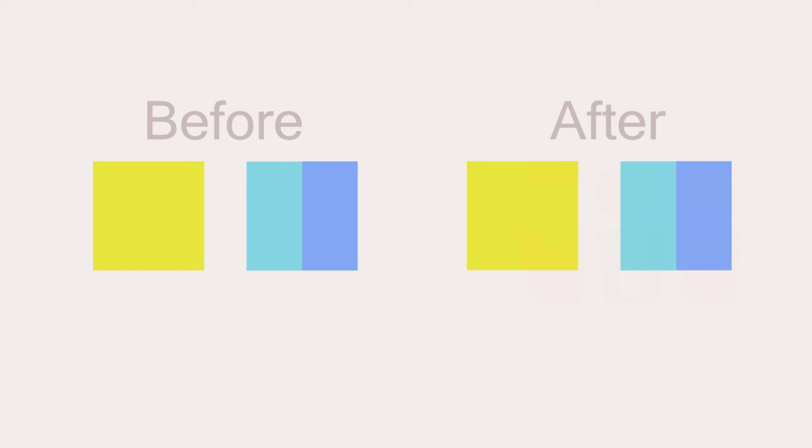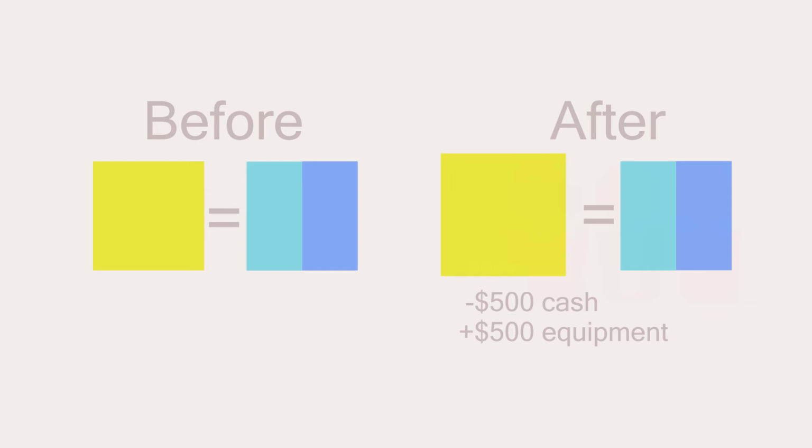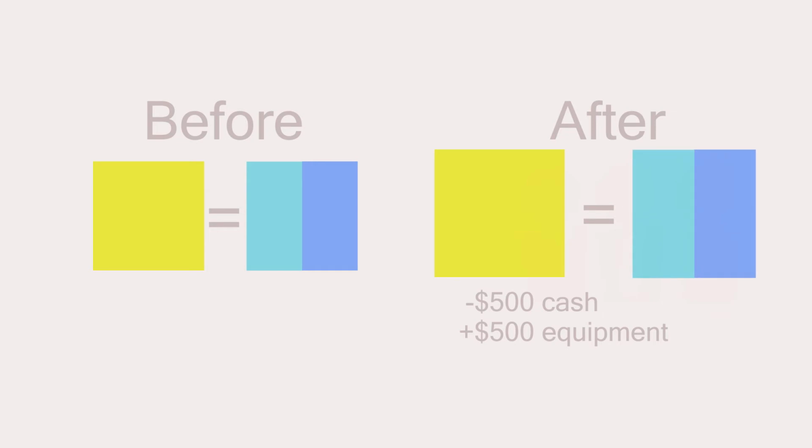Now, not all transactions affect both sides of the equation. Say, for example, a company purchases a machine for $500 in cash. It may look like nothing has changed, but that's because one asset, cash, has decreased, while another asset account, equipment, has increased. Our formula still holds, as the total amount of assets has not changed, and the rest of the equation isn't affected. If the total amount of assets were to change, there must be a corresponding change on the other side of the equation to the company's liabilities, equity, or both.